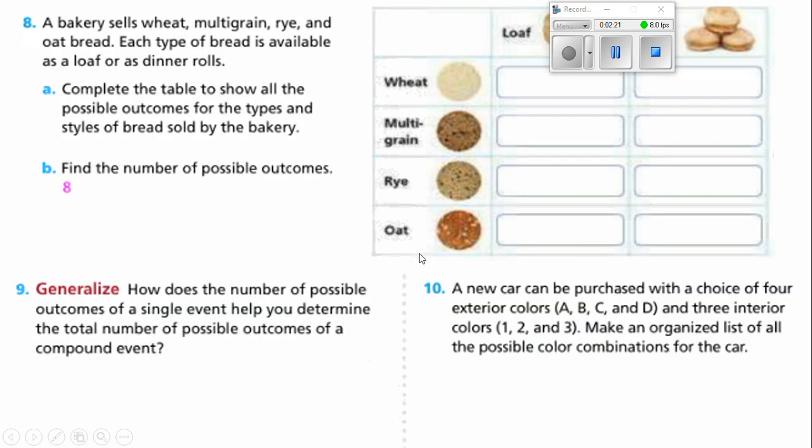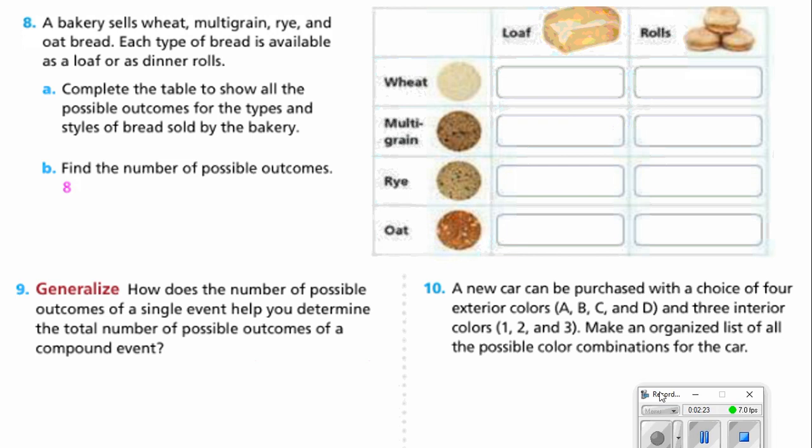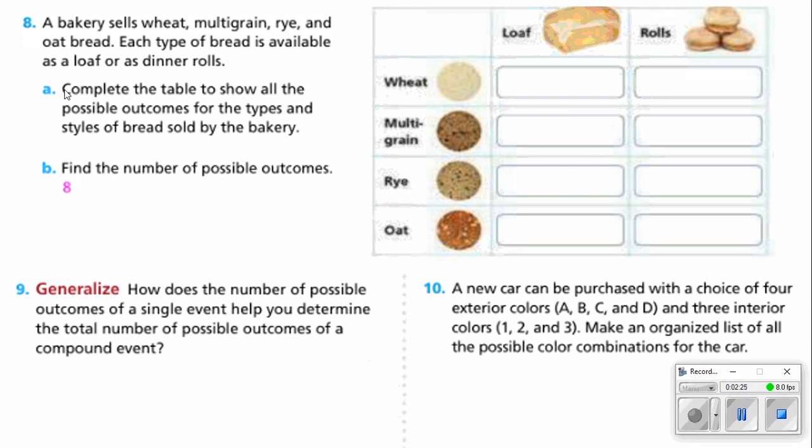combinations. Number 8 says a bakery sells wheat, multigrain, rye, and oat bread. That's 4 different types of bread. Each type of bread is available as a loaf or as dinner rolls. Okay, loaf or rolls. Please complete the table to show all of the possible outcomes for the type and styles of bread sold by the bakery.